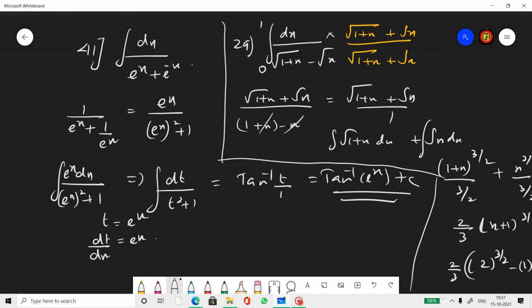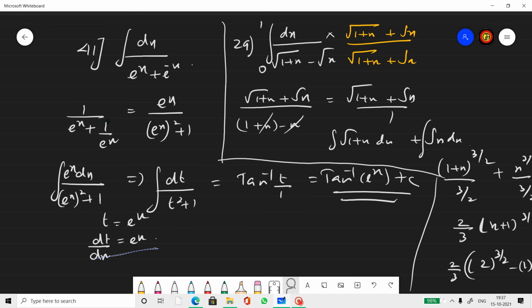Number 41 and 29 is also similar type. So I picked up that also. Here I am writing e power minus x as 1 by e power x. Then take LCM. So it will be e power x the whole square plus 1 in the denominator, with e power x. Now follow substitution. Take t as e power x.